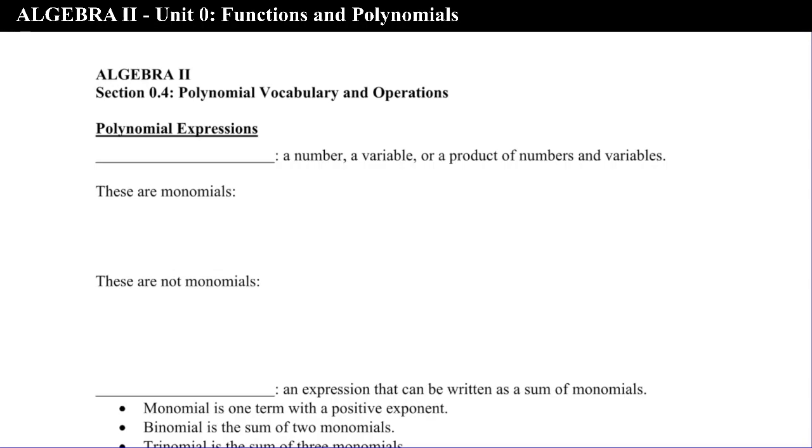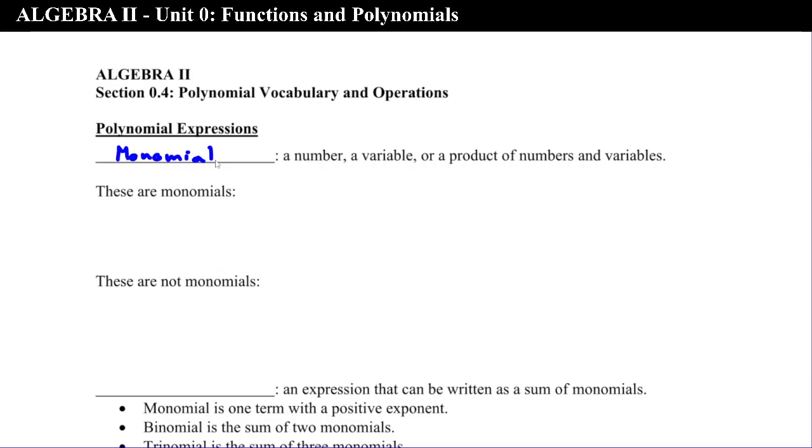Welcome to the Unit 0 Section 4 video on polynomial vocabulary and operations. So we're going to work with polynomials quite a bit in this section, so before we do so, let's get a little bit of the vocabulary under our belt. Now the simplest type of polynomial that you can have is a monomial.